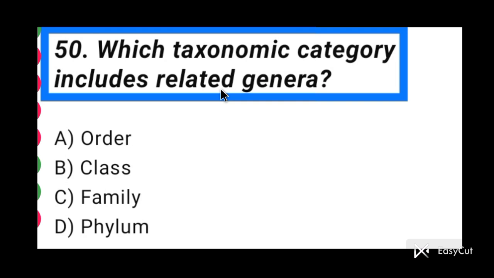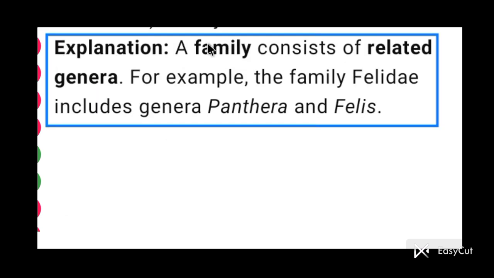Now come to the last question of this chapter. Which taxonomic category includes related genera? Answer is option C. Family includes related genera. A family consists of related genera. For example, the family Felidae includes genera Panthera and Felis.